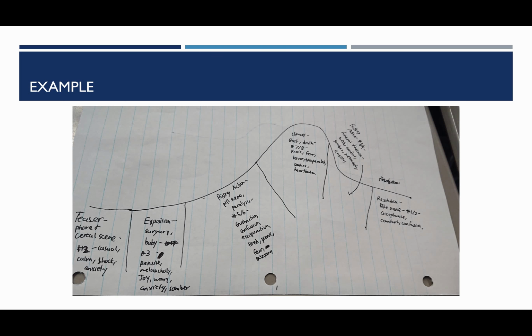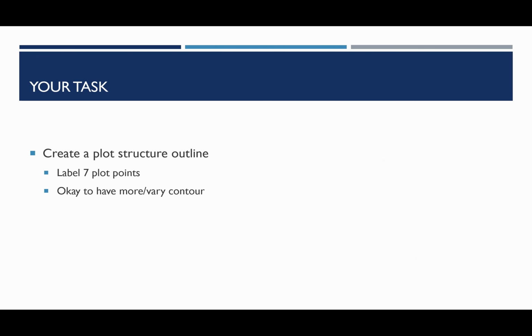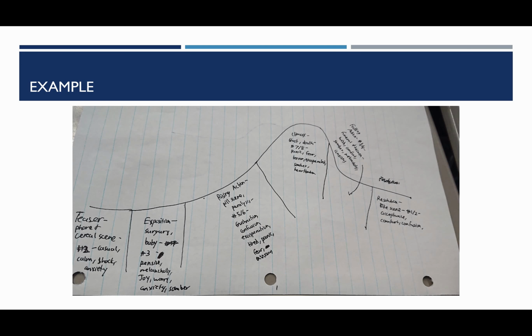Now, I really want to remind you that it is okay to have more than 7 plot points, or vary your contour a little bit. Maybe you have a mini climax near the beginning of your speech and then the bigger climax later, right? Or maybe climax comes earlier or later than normally in a speech, right? Those are all fine. So it's really up to you.